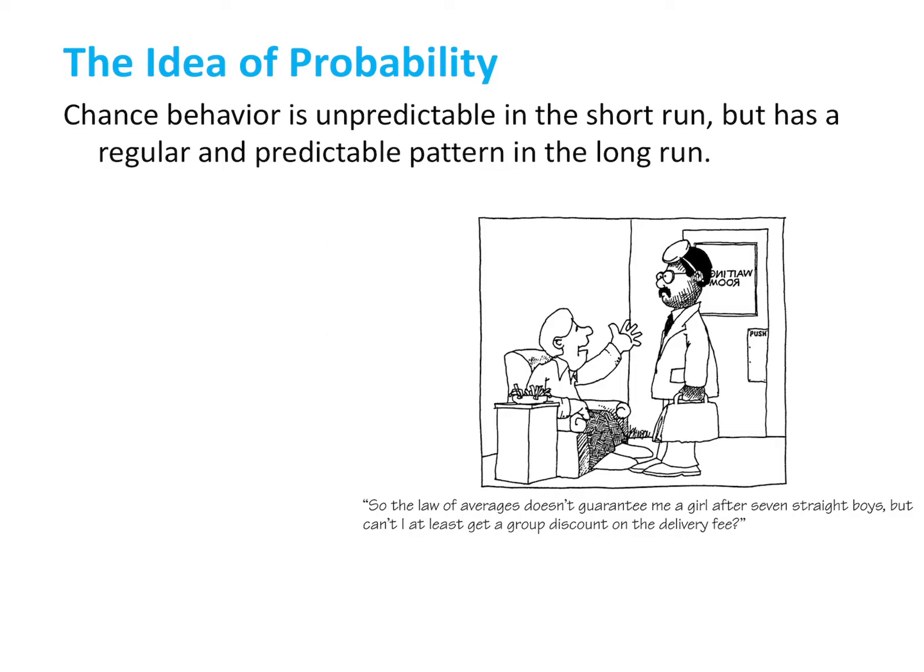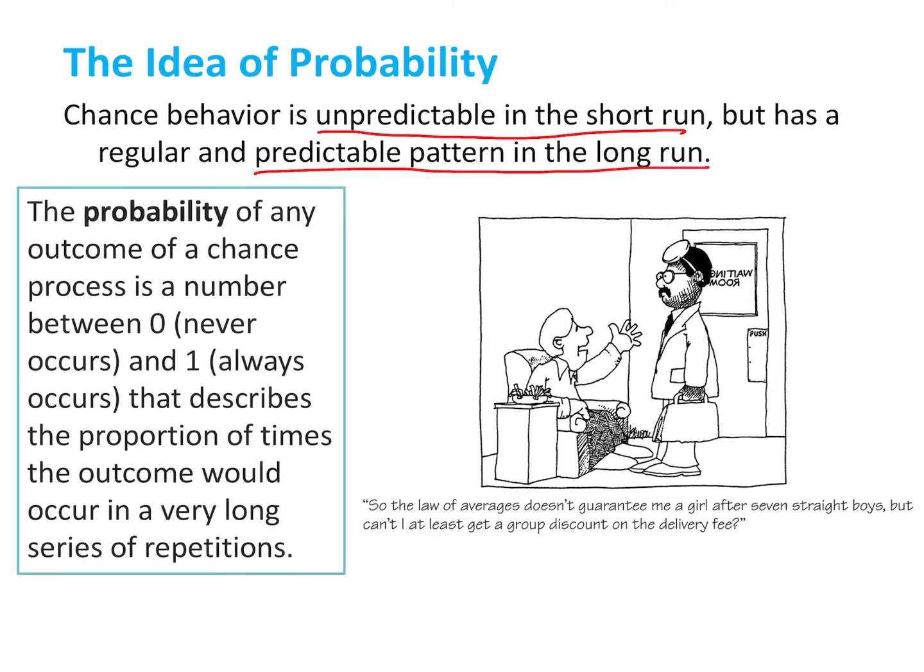So when we talk about probability, it's a chance behavior of some kind. Chance behavior is unpredictable in the short run, but has a regular predictable pattern in the long run. So these are things you need to know. You need to know it's unpredictable in the short run, but that we can make a prediction in the long run, which is where a simulation is going to come in.